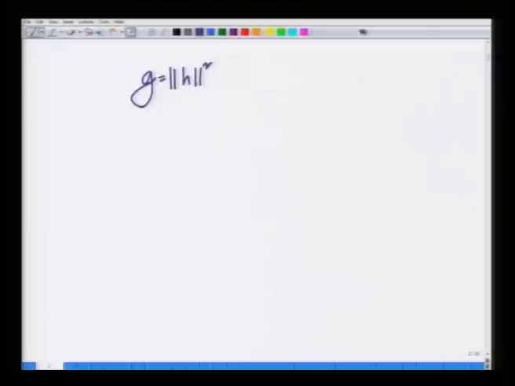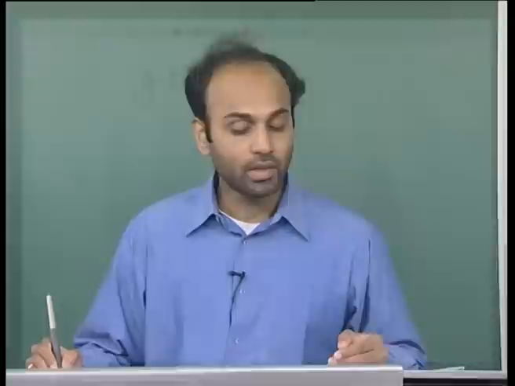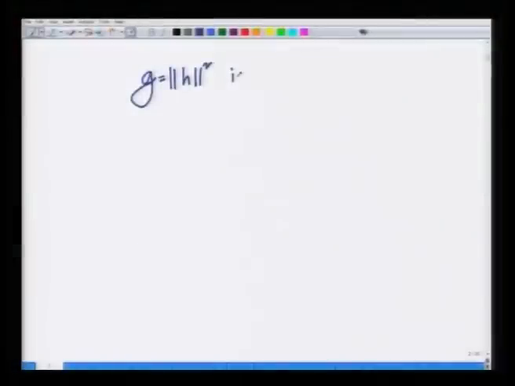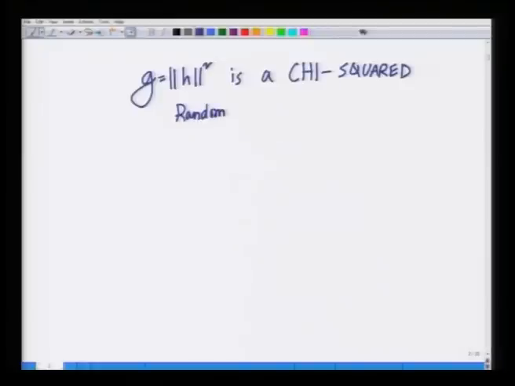Its properties have been studied elaborately in the literature on statistics and mathematics. It has been shown that G equal to norm h square is a chi-squared random variable with 2L degrees of freedom.